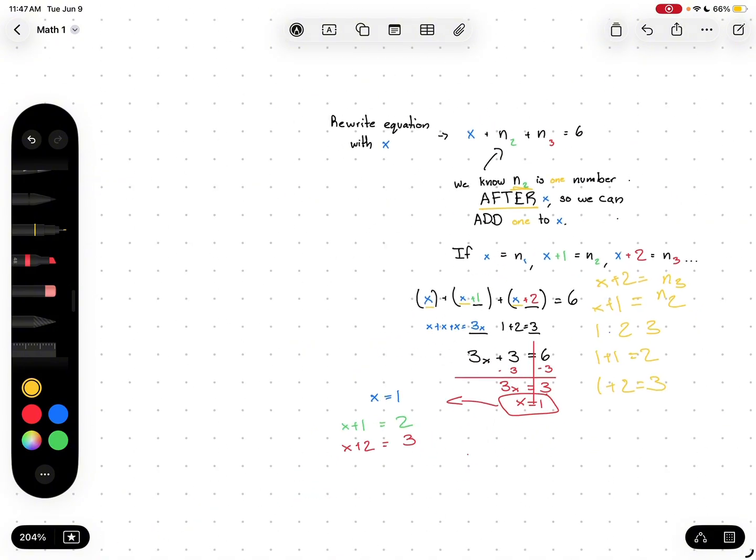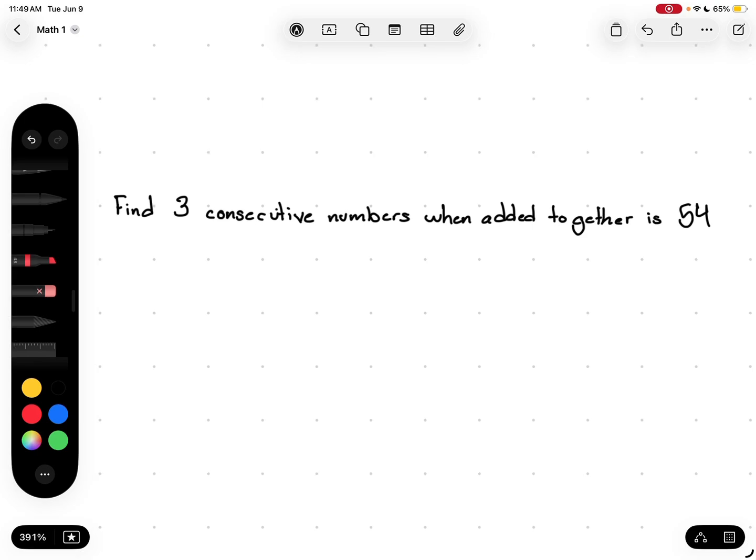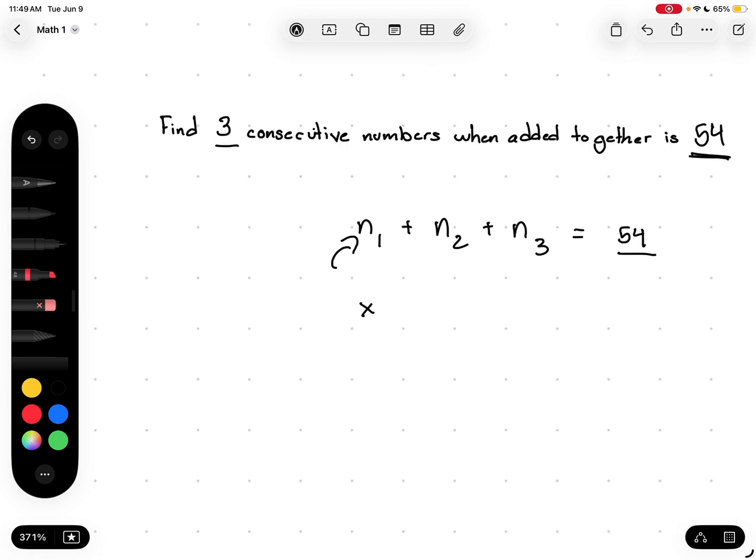Hopefully that made a little bit of sense, and here's another problem. Here's a problem that we can use just as practice. Find 3 consecutive numbers that, when added together, equal 54. So we know that our total is 54. And we know we have 3 numbers. So we'll have number 1, number 2, number 3. And we know that it equals 54. We can replace number 1 with x because it's the first number. And we know the second number is going to be plus 1 because it's next to it. So we can add 1 to x and add that as a whole other term.